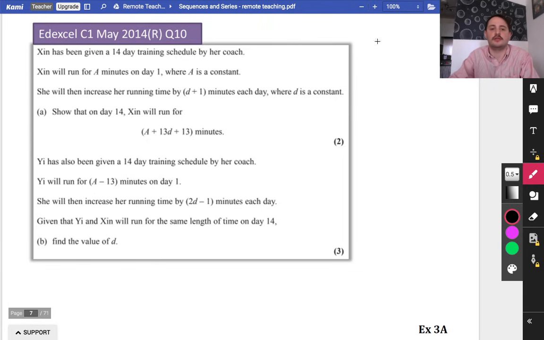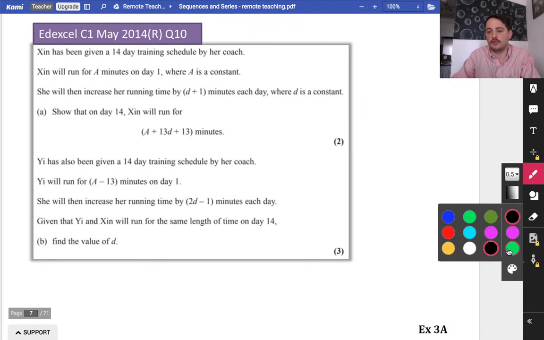Okay, so in this question it says, Zin has been given a 14-day training schedule by her coach. Zin will run for A minutes on day 1, where A is a constant. She will then increase her running time by D plus 1 minute each day, where D is a constant. Show that on day 14, Zin will run for A plus 13D plus 13 minutes. Okay, let's just pause at that bit there.